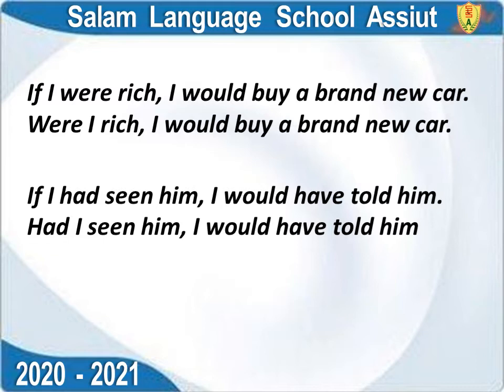Okay, in the second conditional, we use were instead of if, like the following example. If I were rich, I would buy a brand new car. You can say the sentence like this. Were I rich, I would buy a brand new car. So the word were has come instead of if. The third conditional. If I had seen him, I would have told him. You can use the word had. The previous sentence can be said like this. Had I seen him, I would have told him. Of course, I didn't see him and I didn't tell him. The word had has come instead of if. This is what we call the inversion.